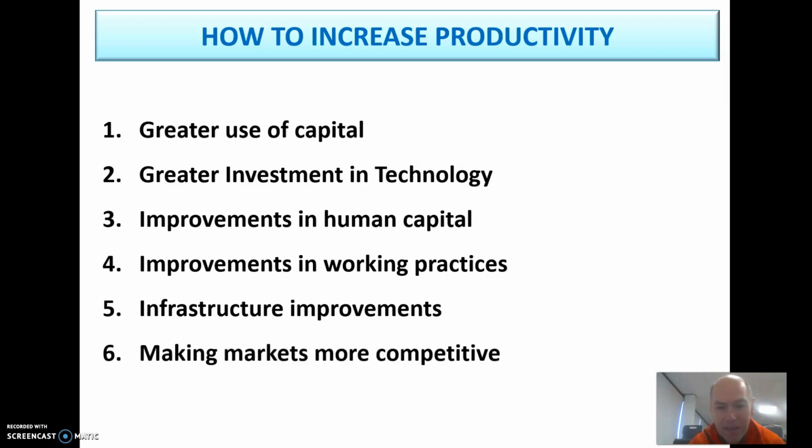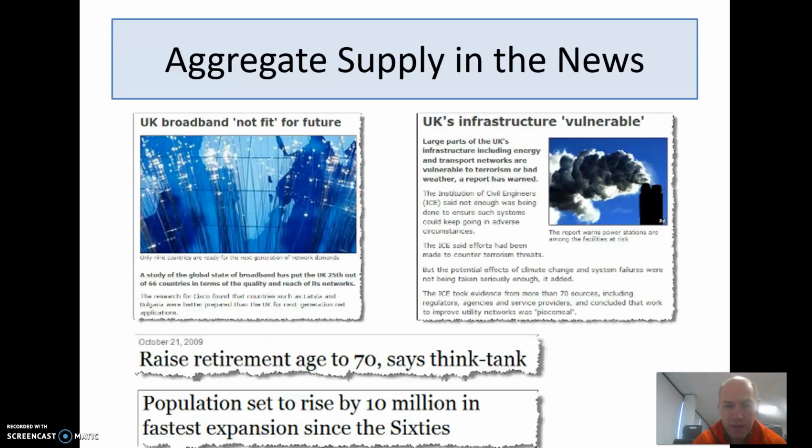And sixth, making markets more competitive. Okay, so that's encouraging it, trying to lower barriers to entry into industries to ensure markets can be more competitive. If they're forced to be more competitive, for firms to remain competitive, they will have to be more productive.